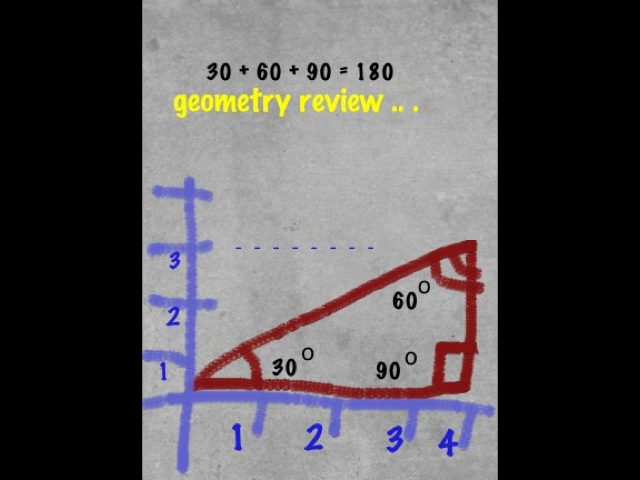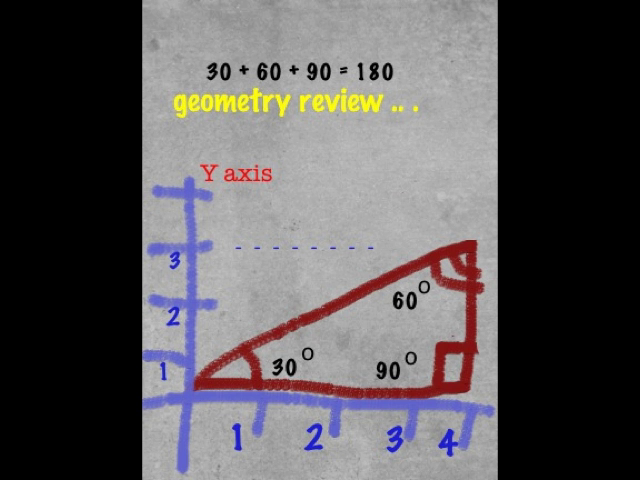The ancient Greeks figured something interesting out. How they figured it out, I'm not really sure if it's trial and error or whatever. They figured out that if you get this kind of proportion, you're going to find something very interesting, where the height is 3 and the length is 4. And once again, you'll notice 30, 60, 90 equals 180.